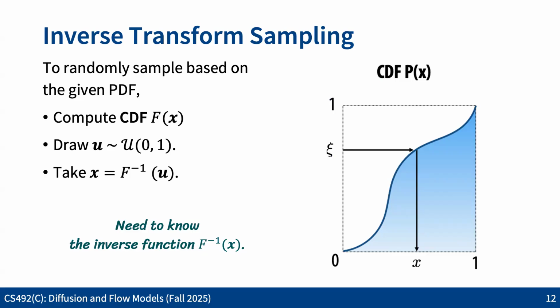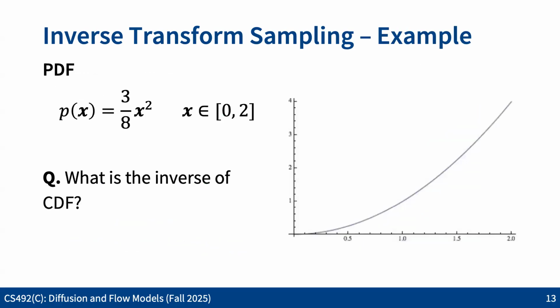So that's the basic idea. If we have the probability distribution function, and we can compute the CDF and also the inverse of the CDF, then we can use this idea to sample from that specific probability distribution. Make sense?